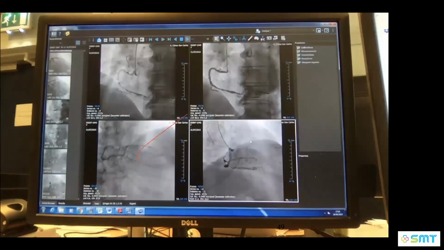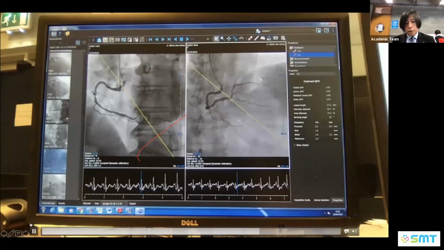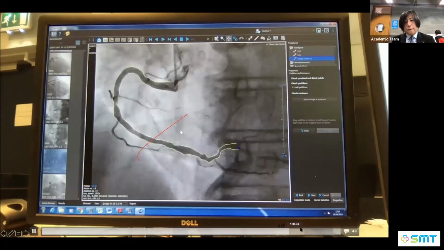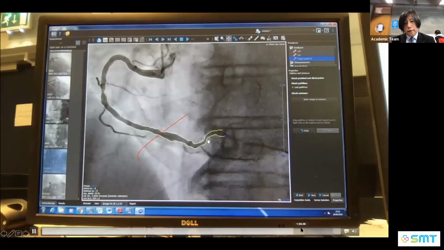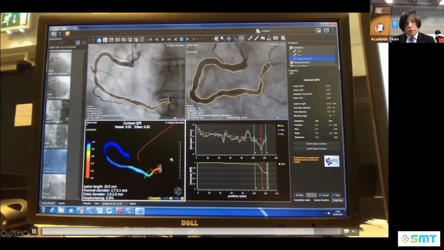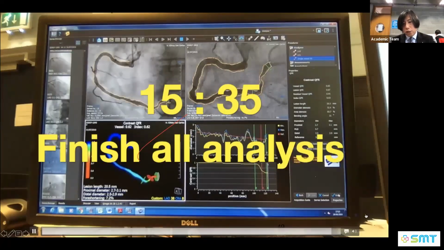And this is the right coronary artery, and I think it's the same process. Maybe we can skip it. The analysis in three-vessel disease takes some time, but in the majority of cases it doesn't take more than 5 minutes for each region.